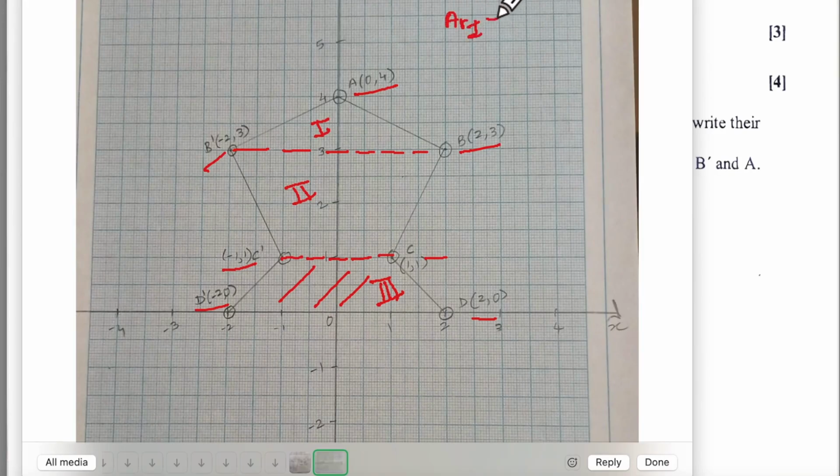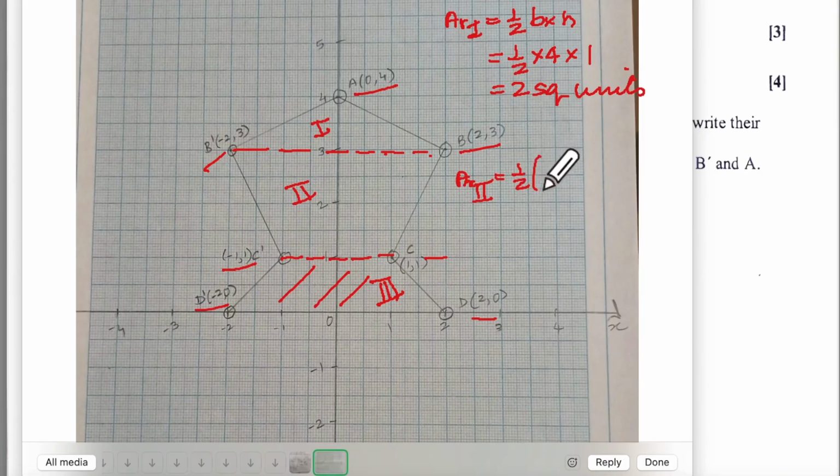Area 1 will be equal to half base into height. Okay, so how much is the base? This is 2 units, 2 units, so 4 units here. So half into 4 into how much here? How much is this? 1 unit. Can you see that? Yes, ma'am. So that will be 2 square units. Understanding?